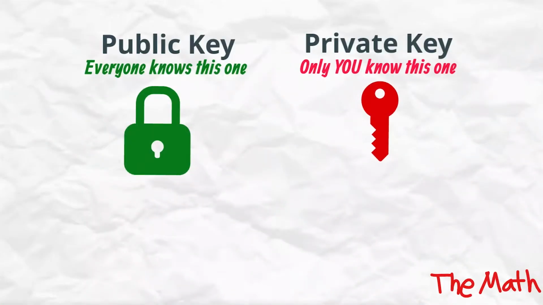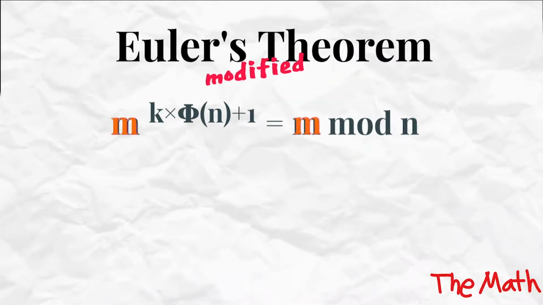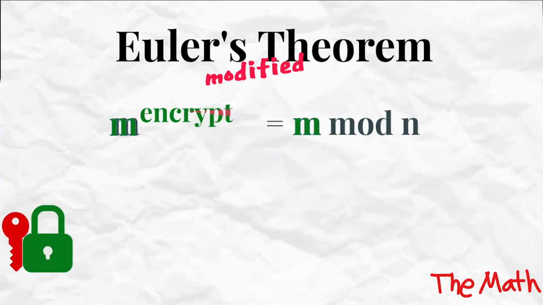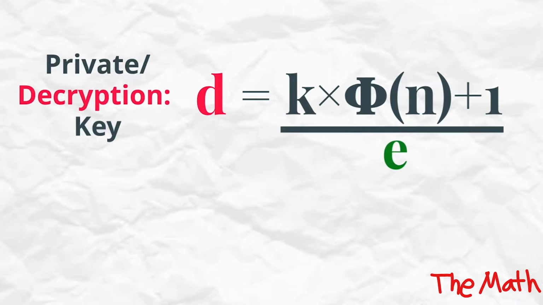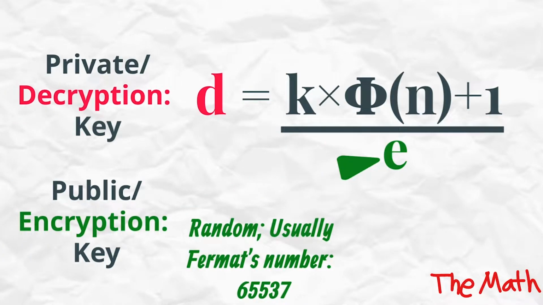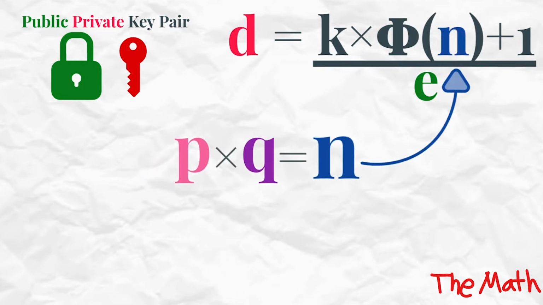The public and private keys are mathematically linked using Euler's theorem, but modified. If m is the message, then this exponent converts between encryption and decryption, so the private key derives from this exponent. When we first create a public-private key pair, we choose two massive prime numbers that only we know and multiply them to create the modulus n.